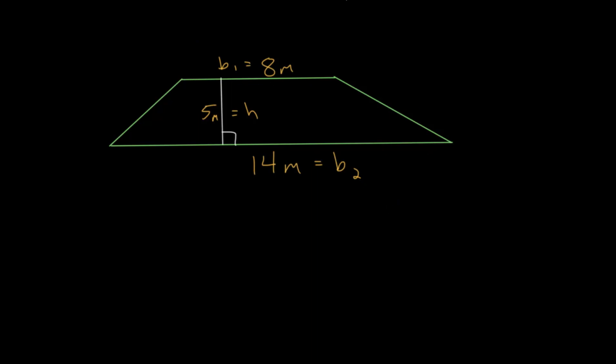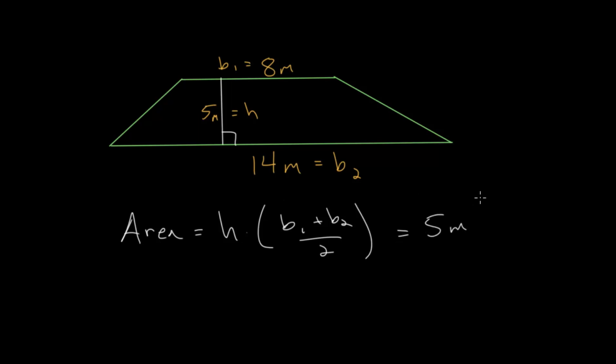So if we wanted, we could treat this as a composite shape and split this up into two triangles and then find the area of each and add them together. Or we could use the formula. So let's use the formula just to practice that. And remember, the area is just the height multiplied by the average of the two bases. So the height is 5. So we have 5 meters multiplied by the average of these two. So we're finding the middle number. And you might recognize that that would be 11.